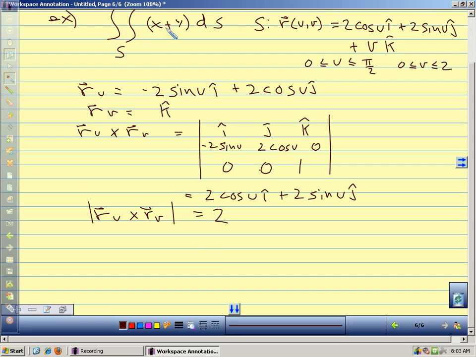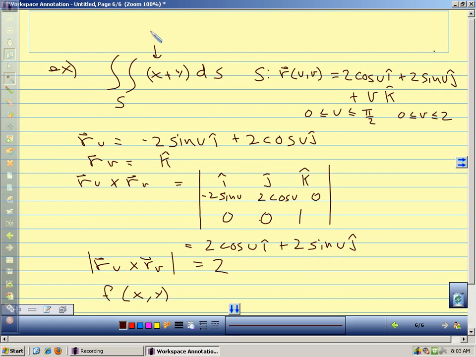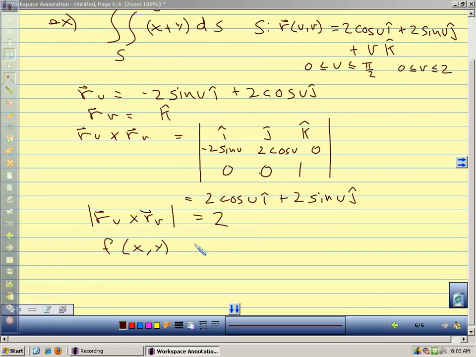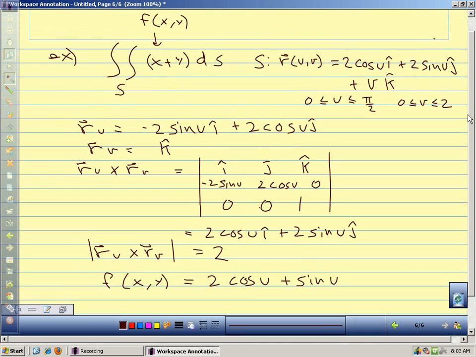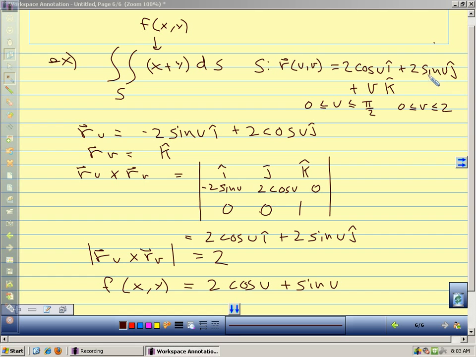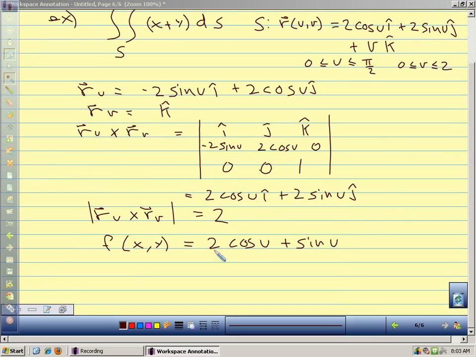And our function is x plus y. I'm just going to label this: this is our function of x and y. So our function of x and y expressed in terms of u and v is going to be 2 cosine u plus 2 sine u. Our parameterization says x is 2 cosine u and y equals 2 sine u. So we're expressing our function in terms of our parameter.